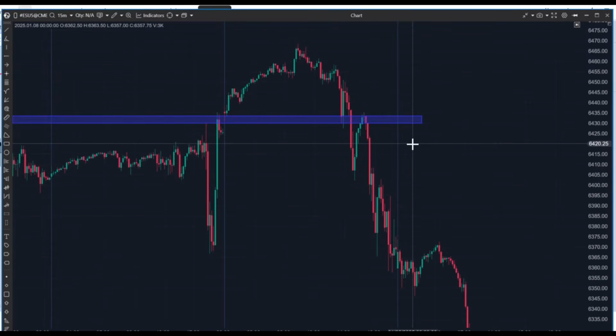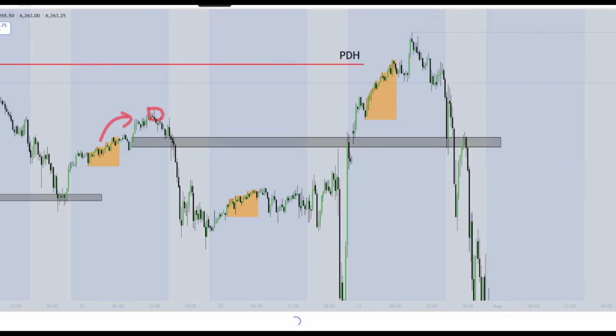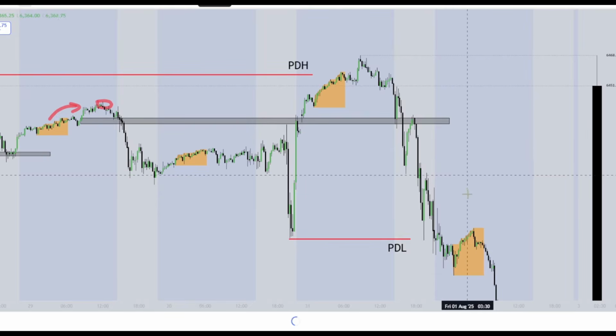This was a sell-off trade post FOMC. Now, when it comes to ICT concepts, I use the Asian range, and I use specifically previous day highs and lows, and I think they're one of the most powerful concepts.